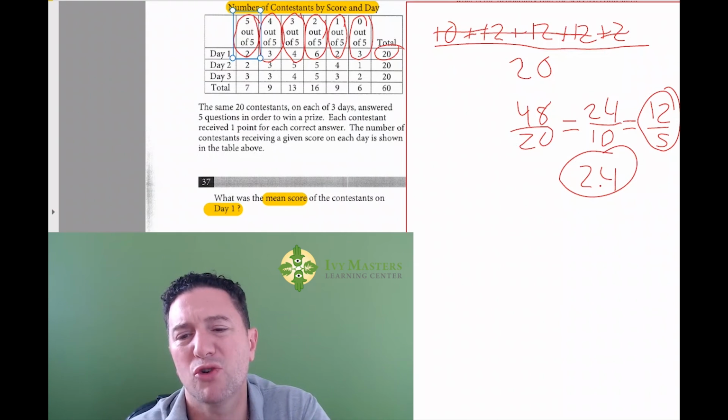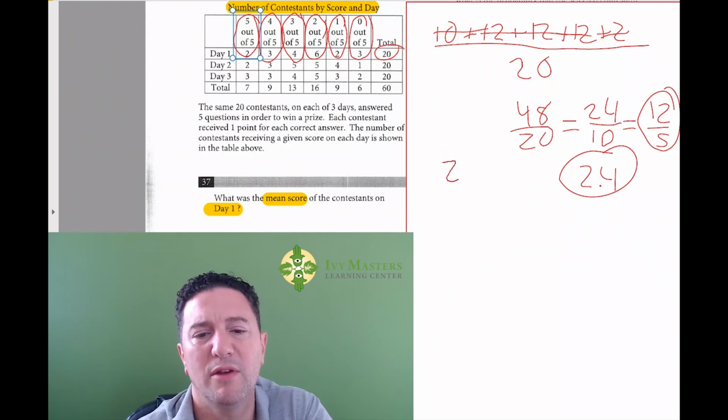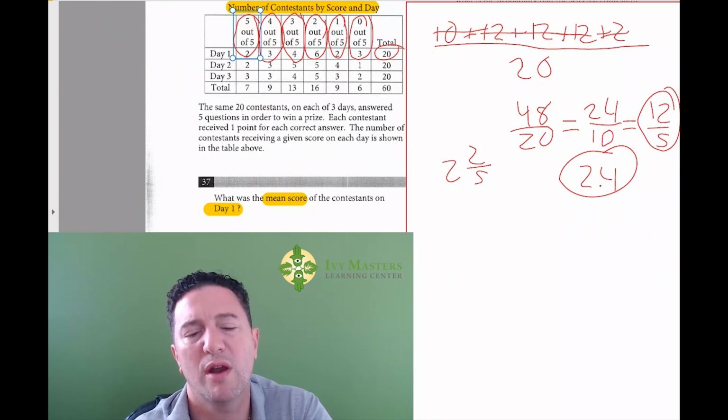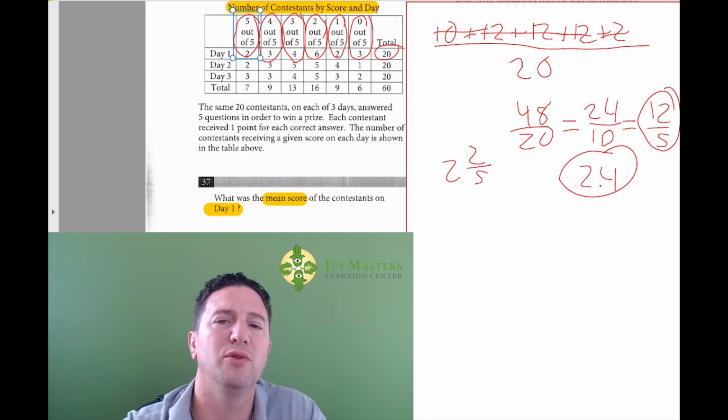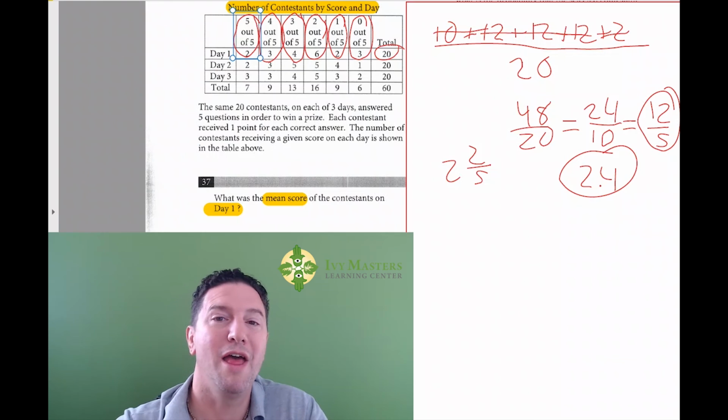But do not try bubbling in what would be the same as 2 2/5. If you try to bubble in 2 2/5, it'll look like 22 over 5. It'll be marked wrong.